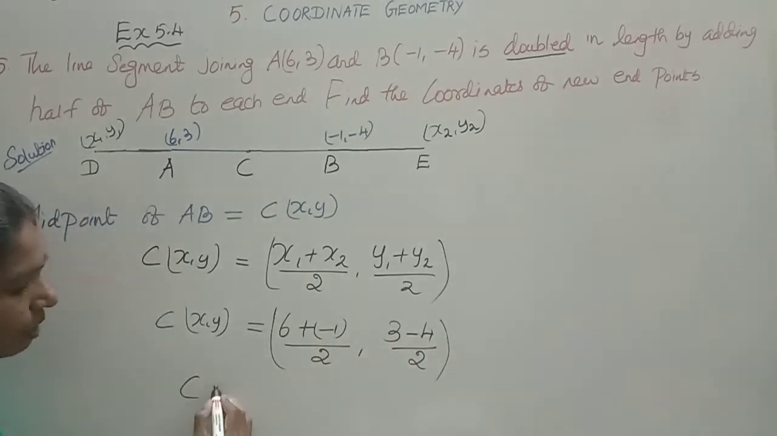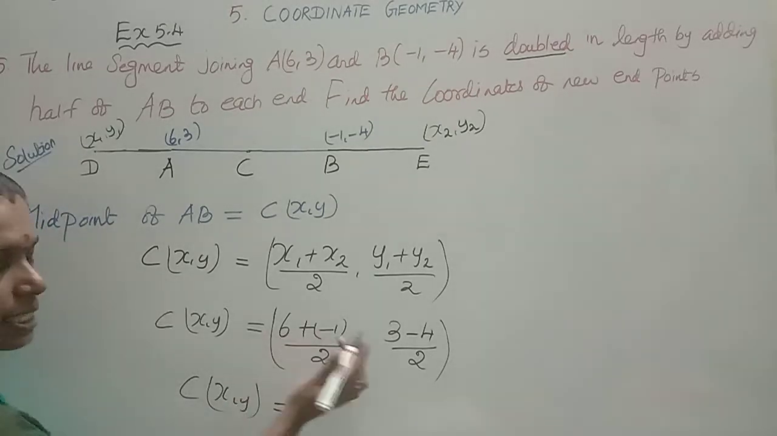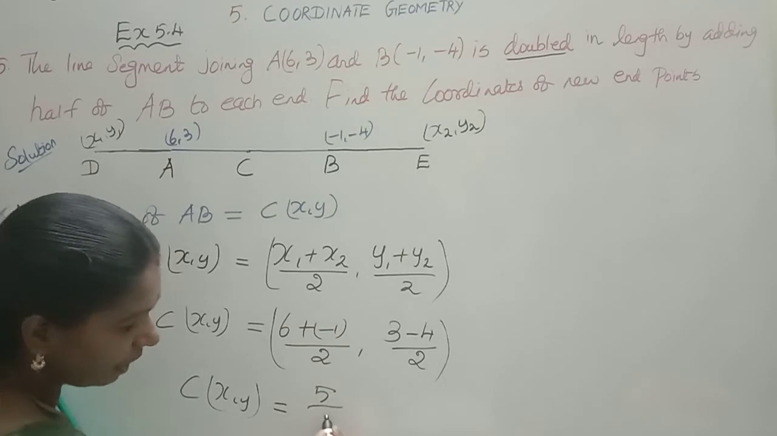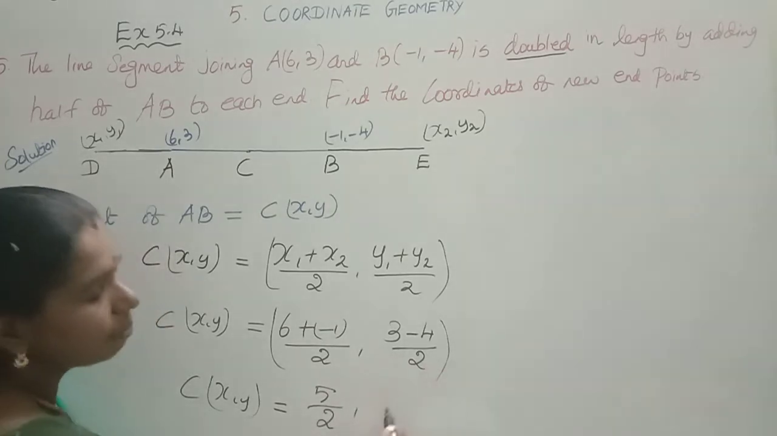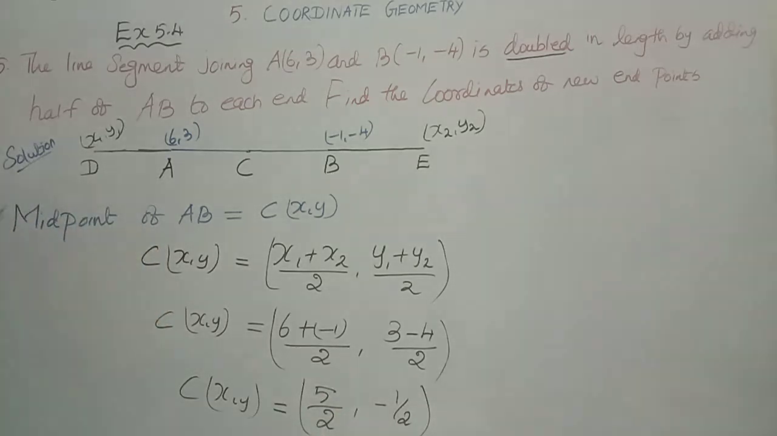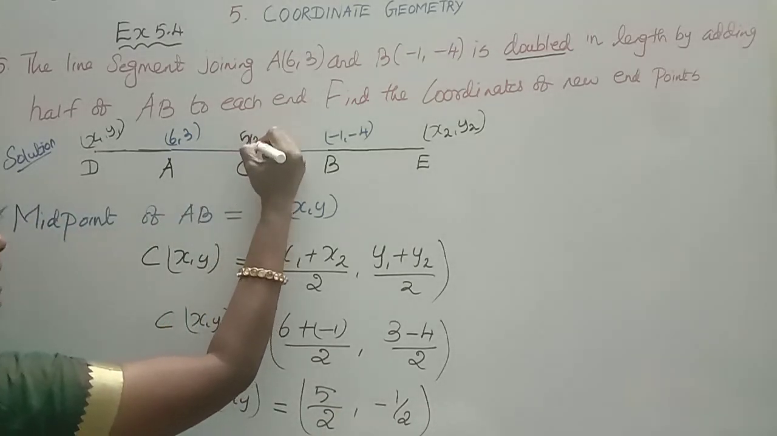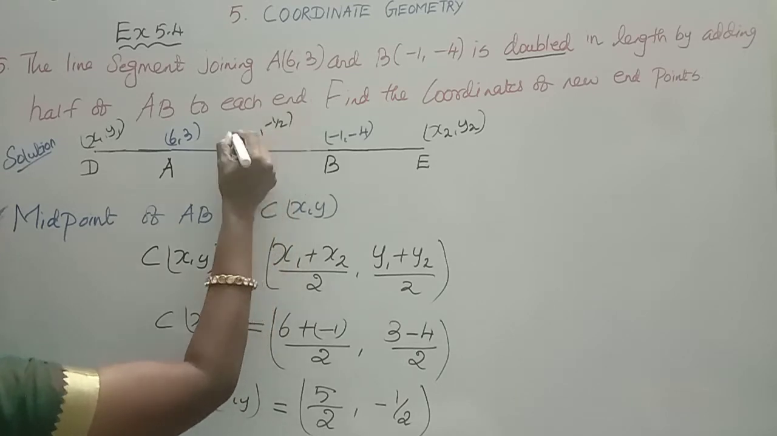Now C of x comma y, what am I getting? 6 minus 1 is 5 by 2, comma, 3 minus 4 will be minus 1 by 2. Minus 1 by 2. I am getting this. Here I got the coordinates of C as 5 by 2, minus 1 by 2.